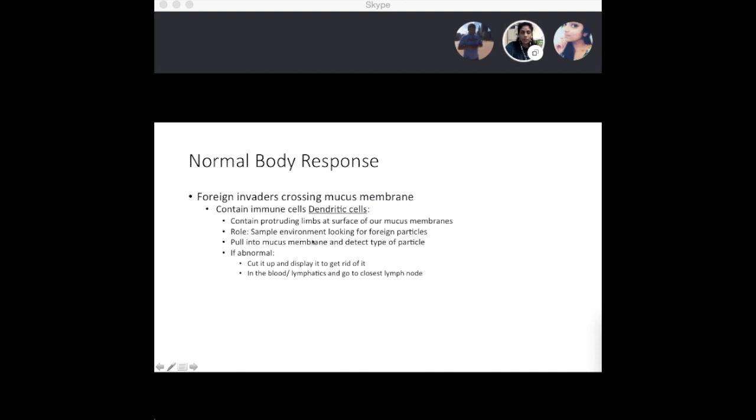So once the dendritic limb detects a foreign particle, it's going to pull it into the mucous membrane, and then it's going to detect what type of particle it is. If the particle seems abnormal, the dendritic cell will cut it up and display it to get rid of it, or move it along. It'll take it into the blood and then distribute it to the lymphatics, so it's going to go to the closest lymph node available.